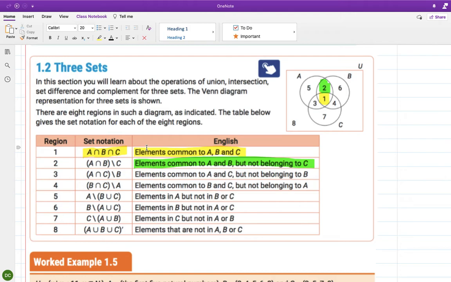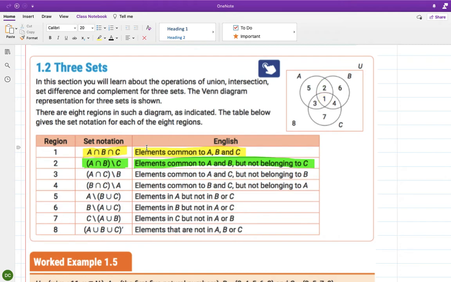So if you have an element that's common to set A and set B, but not common to set C, okay? Notation-wise, A intersection B less C. Okay, so let me do that. I'll have to do it on the Venn diagram.